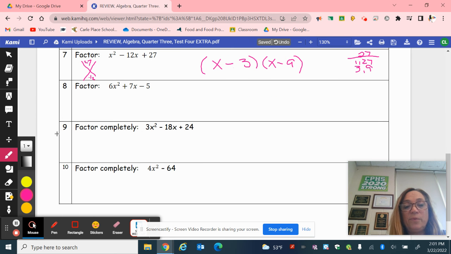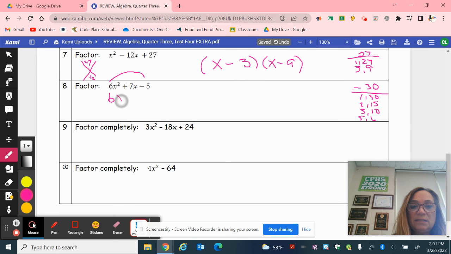Okay, so number 8, the coefficient is a 6. So I'm going to do splitting, which means I'm really looking for factors of negative 30. So my choices are 1 and 30, 2 and 15, 3 and 10, which is the ones I'm going to use. I think that's all there is. Oh, 5 and 6. I knew there were more. I'm going to use 3 and 10.